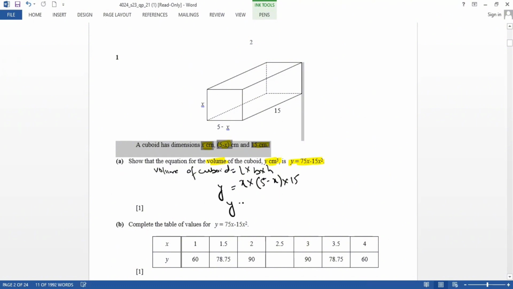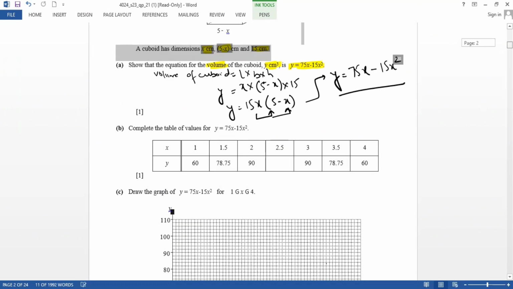So y equals x into 15, that is 15x, into 5 minus x. So 15x will be multiplied by 5 and will be multiplied by x. So the answer will be y equals 15x into 5, that is 75x, minus 15x into x, that is 15x squared. So we got the equation.